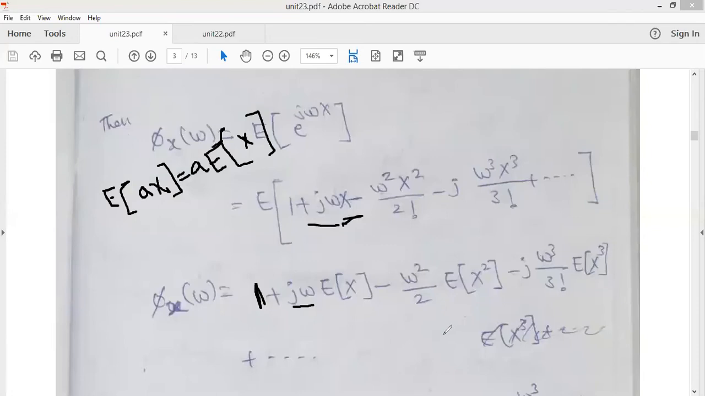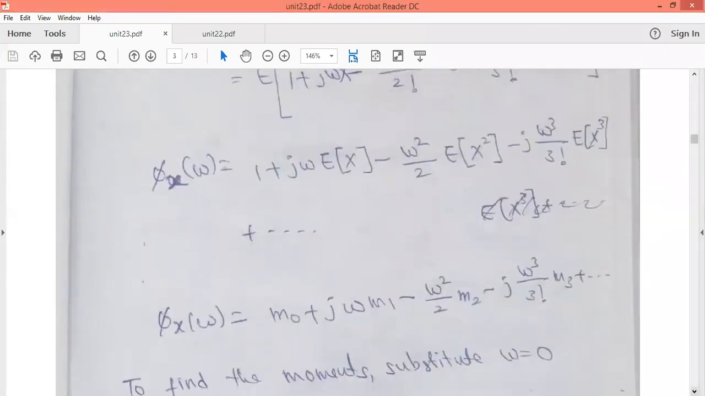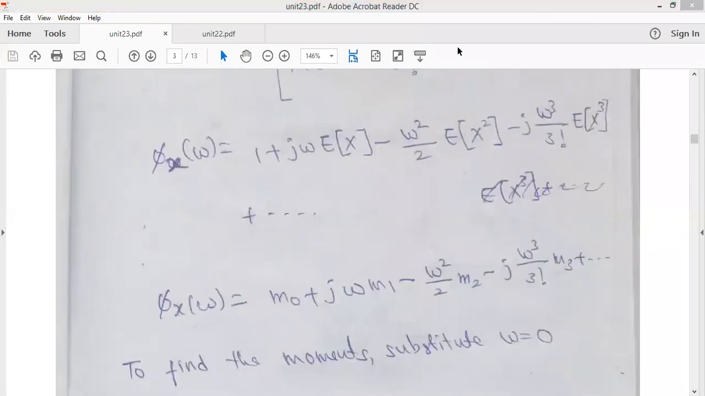So on like this, okay? So this is the expression we got. And we also know that what is a zeroth moment? Zeroth moment is nothing but 1. So 1 will be replaced with zeroth moment. And the expectation of x is nothing but the first moment. Expectation of x square is nothing but the second moment. Expectation of x cube is nothing but the third moment. So that is why 1 will be replaced with m0.